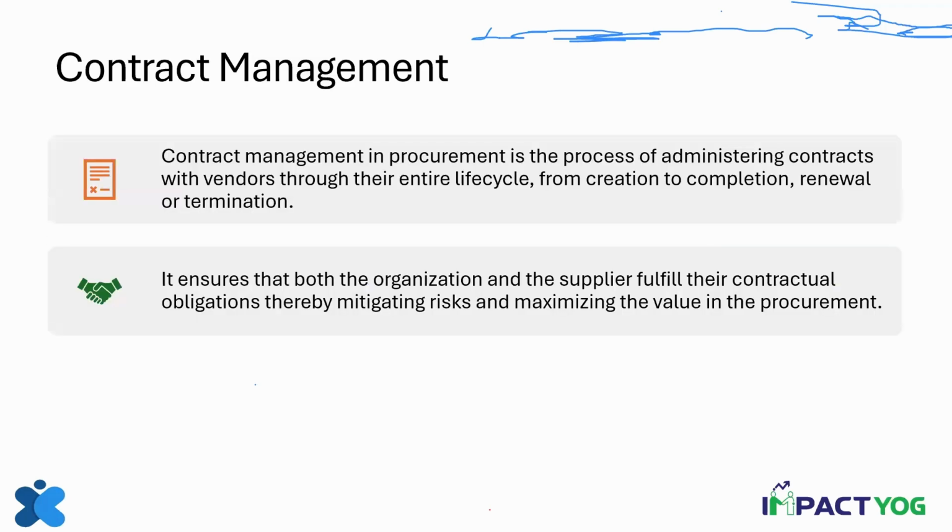Moving on, contract management. Again, procurement management we had seen. Contract management is part of procurement. Please remember, it is the process of administering the contract with the vendors through the life cycle of that procurement. It begins from creation of the contract to final termination or renewal or completion. So the contract begins from creation of an obligation to completion of that contract. You might renew that contract, you may terminate that contract. All those are parts of contract management.